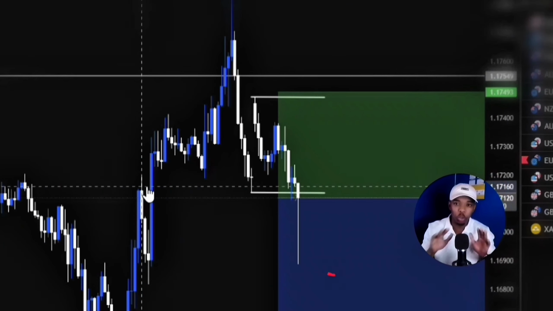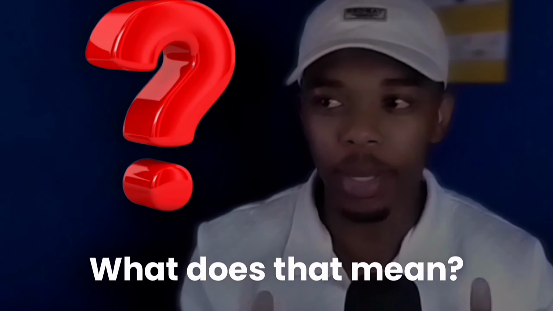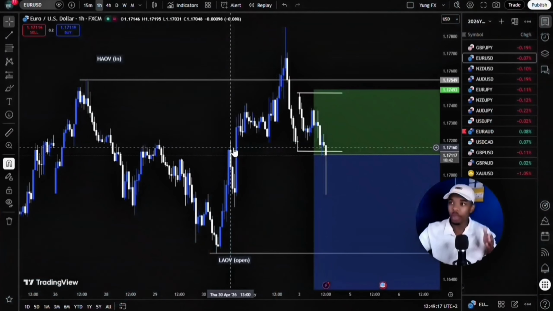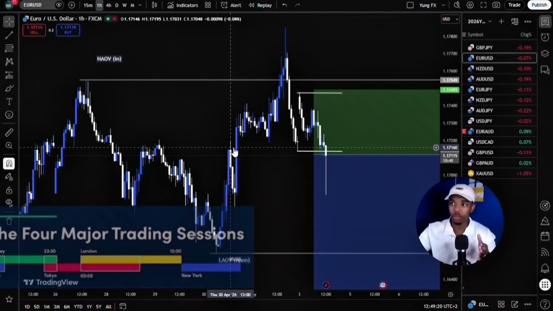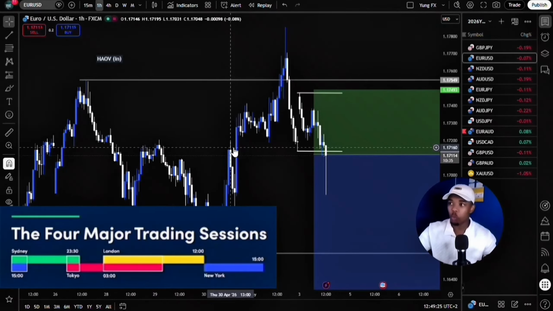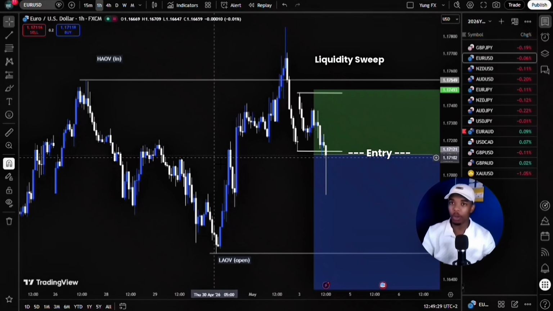Price just made a huge rejection on my entry. So that was a lie. So what does that mean? We're looking at Euro USD on the 1 hour time frame, and right now it's London session. I'm only trying to take advantage of this liquidity right here, but price rejected my entry, but I am still holding this trade very strong.